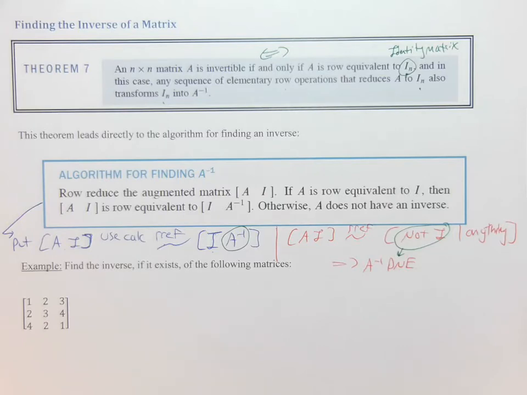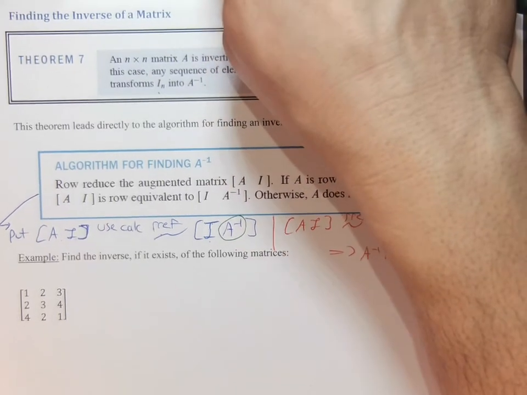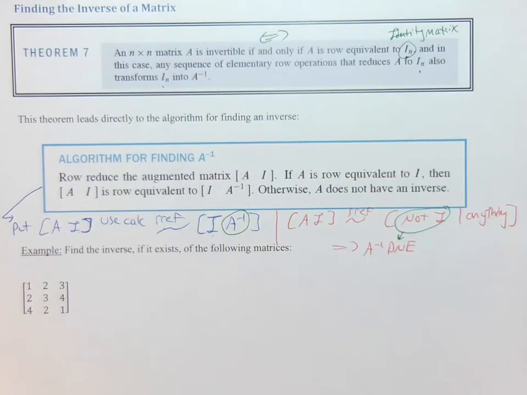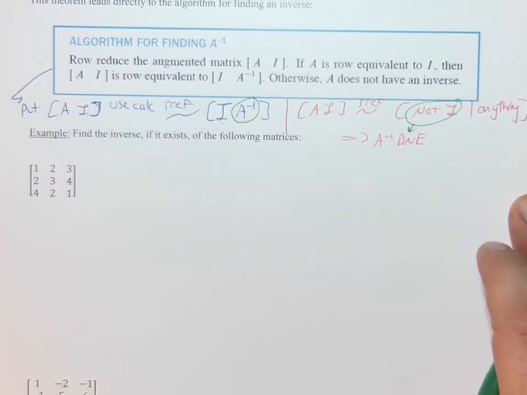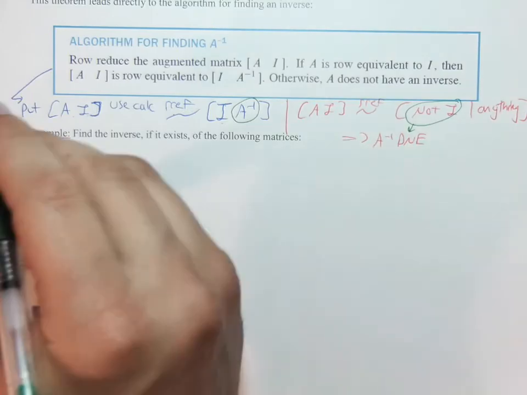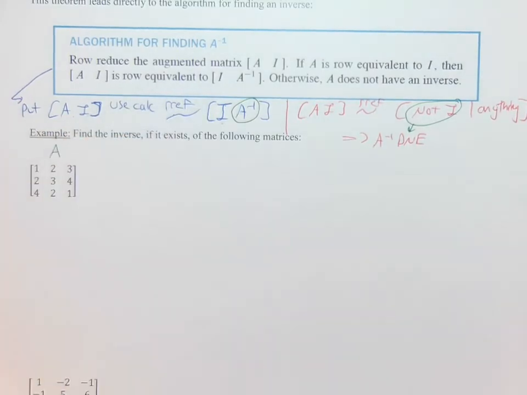There are two examples at the bottom of the page. Hopefully you can already tell that one of them is going to work and one of them is not going to work. I will go through the first one with some detail, and then I will trust that you know how to use the calculator to find the inverse on the second one. Let me know if you don't, though. So let's find the inverse of this matrix if it exists. Let's call this matrix A.